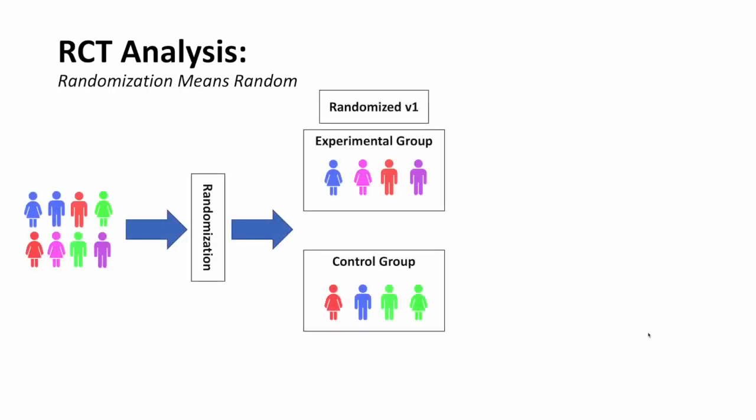Okay, so when I talk about what randomization means, it means that something is completely and totally at random. And I really want to stress this point in particular because it's important to recognize that when we talk about how randomization works, it is completely and totally at random.